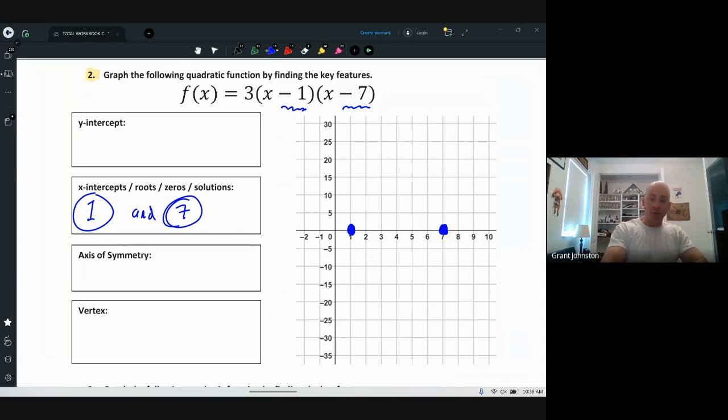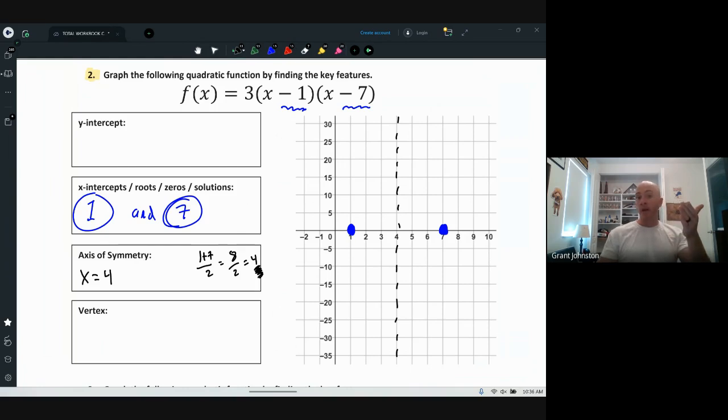Now the axis of symmetry goes through the middle of the roots, so I know it's going to be at 4. So the axis of symmetry is at x equals 4. And if you can't see it, remember you can do just 1 plus 7 and divide that by 2, which would be 8 divided by 2, which equals 4. So if you'd rather do it algebraically, you can do it that way.